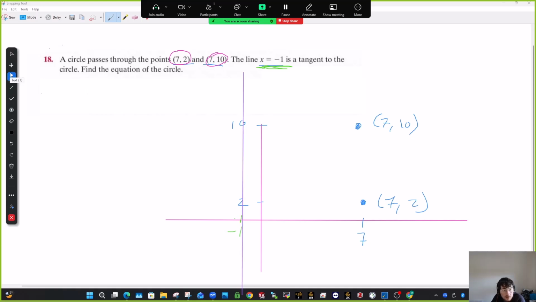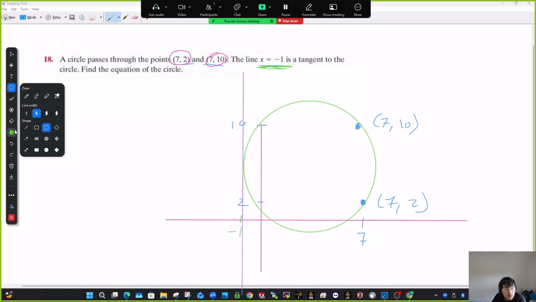So I need to draw a circle that touches that purple line, but then also goes through my 2 blue points. So, not far off there. Will that work? It's a bit big, isn't it? Not bad, not bad. Okay, that'll do. So we're going to make a flashcard on this fact.